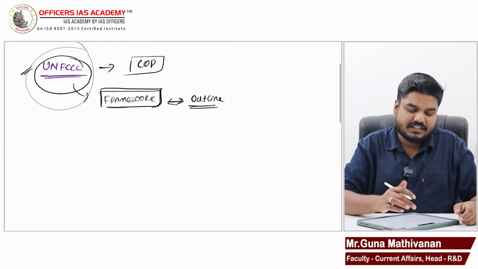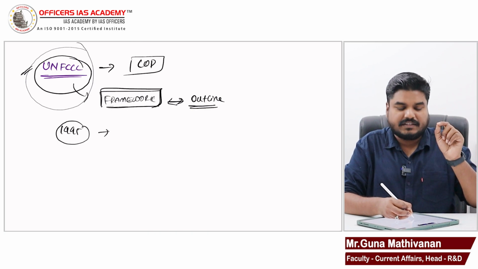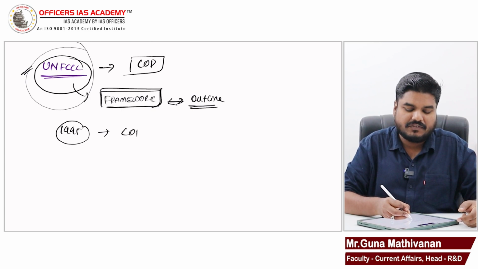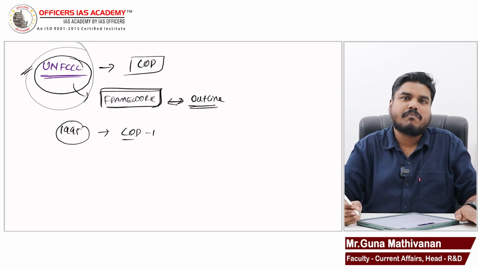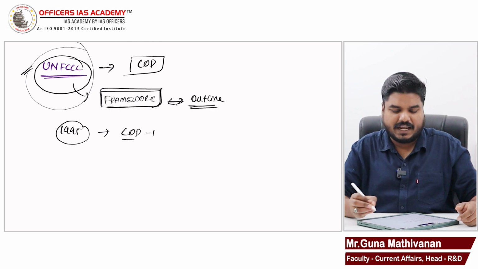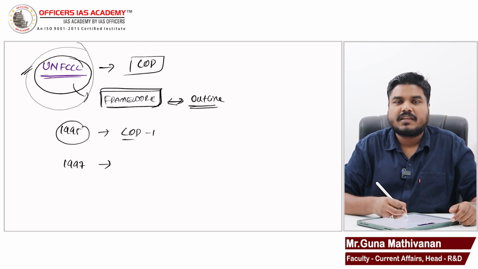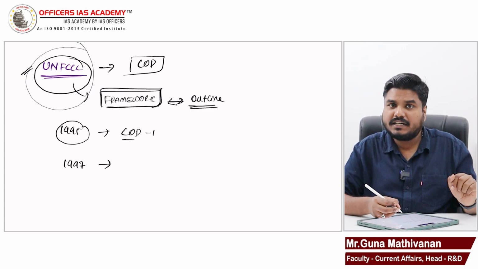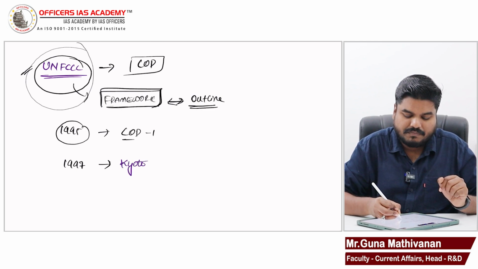Right? For the first time in 1995, the signatories, the parties to the UNFCCC, had their annual conference. COP1 was conducted in 1995. Some important Conferences of Parties, let me highlight here. For example, in 1997, in the UNFCCC Conference of Parties, an important agreement was signed that is referred to as the Kyoto Protocol.